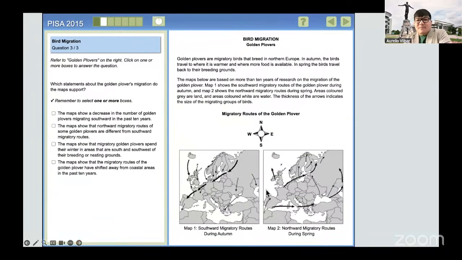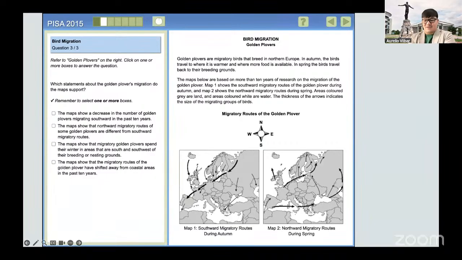Ito yung PISA test. Look at the route. Southward migratory routes during autumn. Northward migratory routes during spring. And then you will ask, which statements about the golden plover migration does the map support? You read the text, you understand the map, and then there's a question.